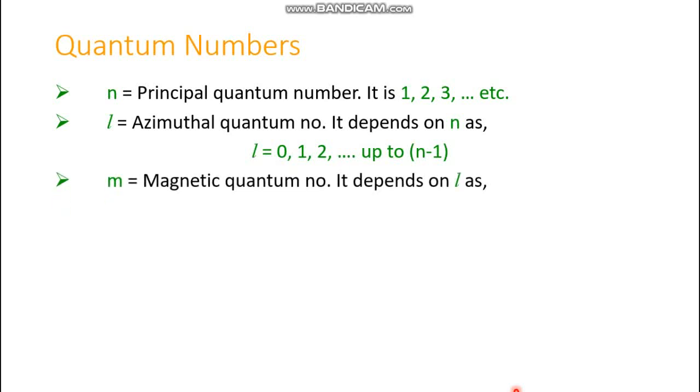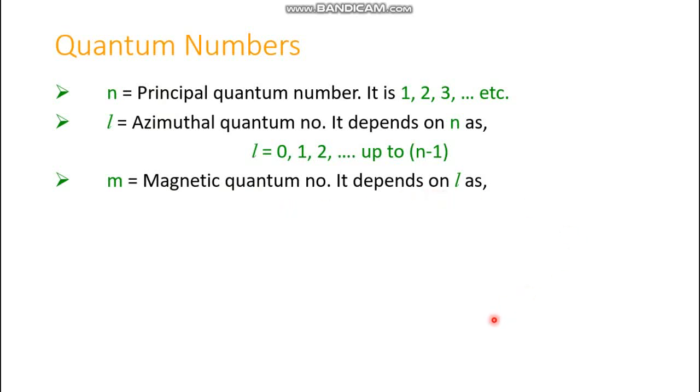Now comes the magnetic quantum number. While discussing the magnetic quantum number, we have to switch from the two-dimensional concept to the three-dimensional concept, that is, from the concept of orbit to suborbit to orbital, which is three-dimensional, and it will actually give you the idea of the orientation of the different orbital angular momentum.